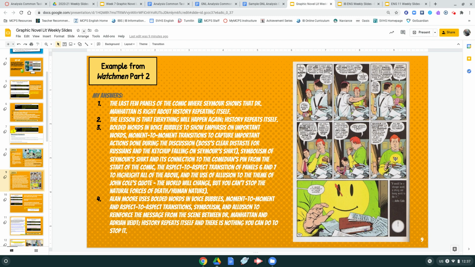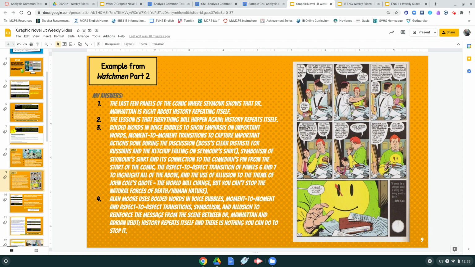Notice it's the exact same moment, but kind of zoomed in. And then the use of allusion to the theme of John Cole's quote, which is here at the end, right? That idea that the world will change, but you can't stop the natural forces of death or human nature. Everything will still continue to happen. And then that one summarizing statement: Alan Moore uses bolded words in voice bubbles, moment-to-moment and aspect-to-aspect transitions, symbolism, and allusion to reinforce the message from the scene between Dr. Manhattan and Adrian Veidt. History repeats itself, and there is nothing you can do to stop it.